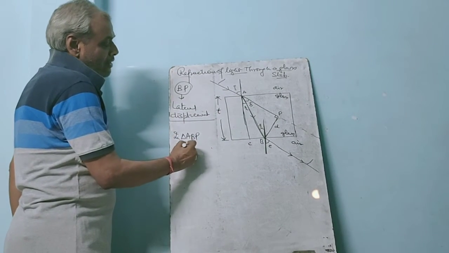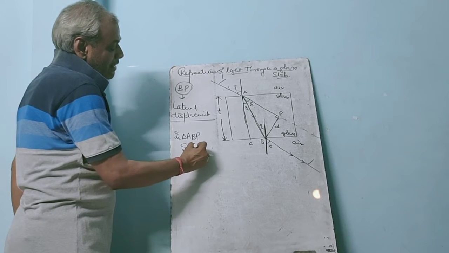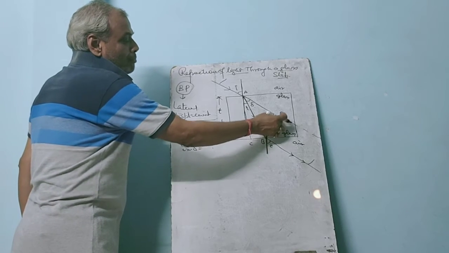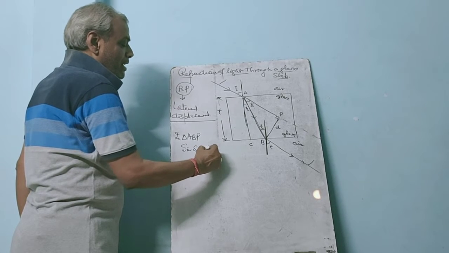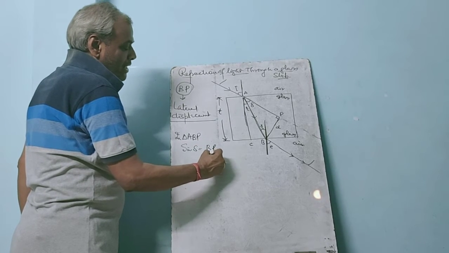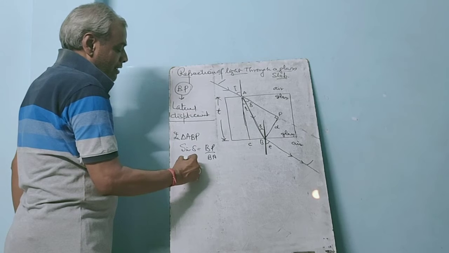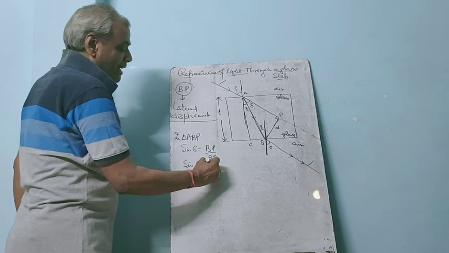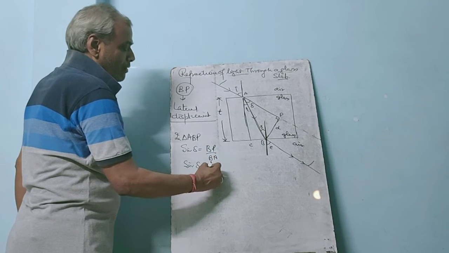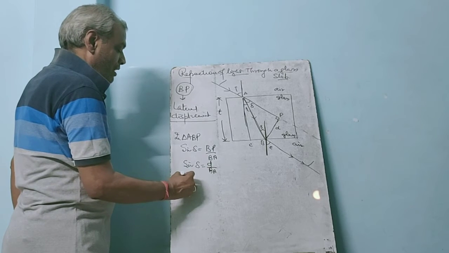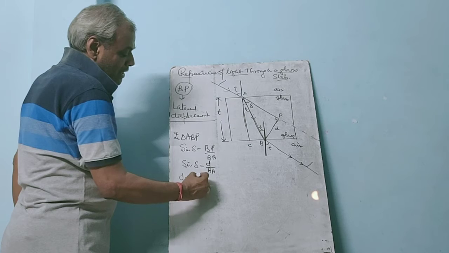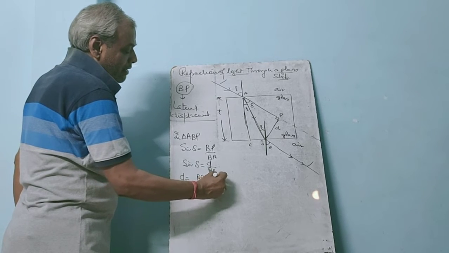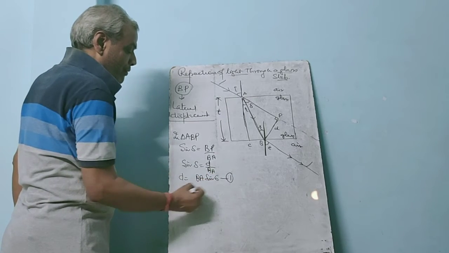So sin delta equals the perpendicular upon the hypotenuse. So BP upon BA, or we can write sin delta equals BP, that is d, upon BA. So d equals BA sin delta. This is equation number one.